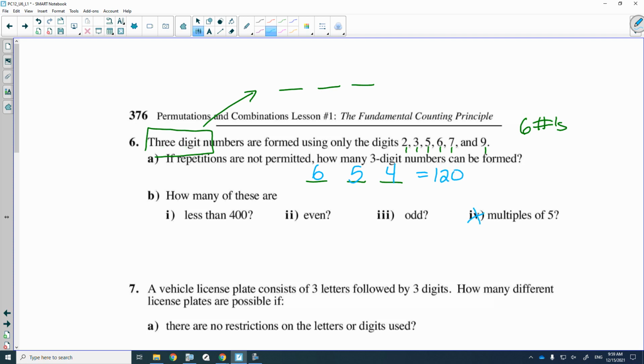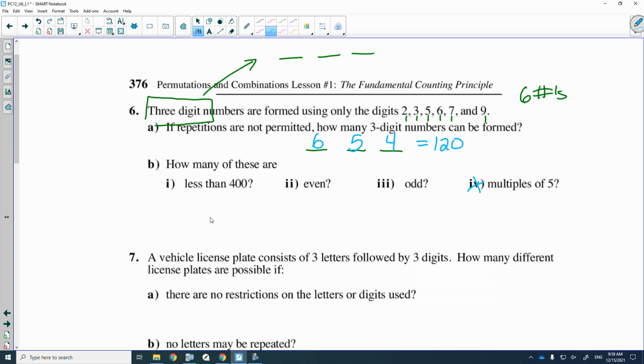Okay. How many numbers can you create? And the restriction is it's got to be a number less than 400. So here's how we would do this. Still three stages. Okay. We still have six numbers. Right? These are the six that they give me.